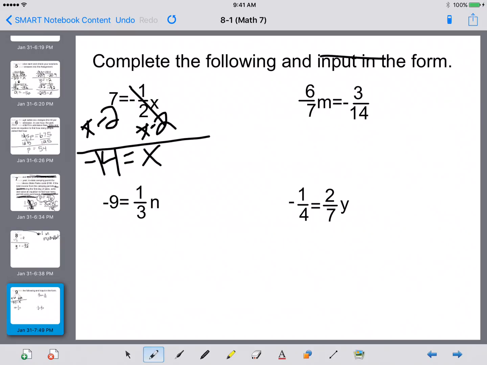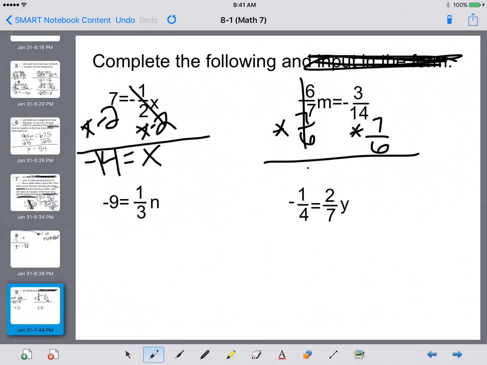Pause it, try it. You don't have to input on the form because I did this a little different today. So we have 6/7 m equals negative 3/14. We're going to multiply by the reciprocal of the coefficient. So we're going to multiply by 7/6. What you do to one side, you do to the other. So these cancel out and we get just m equals.